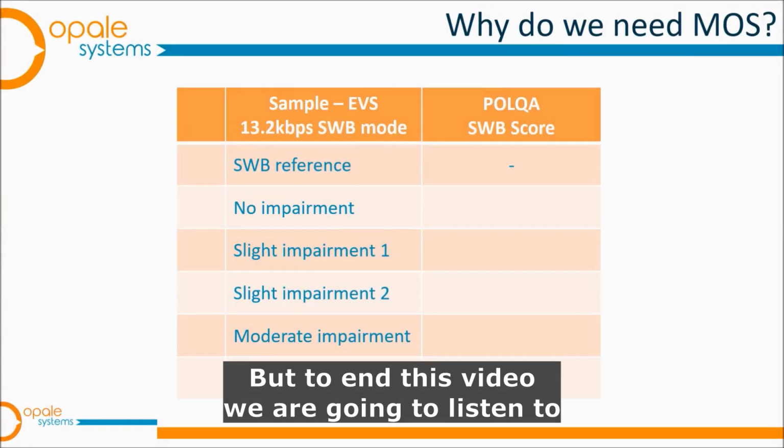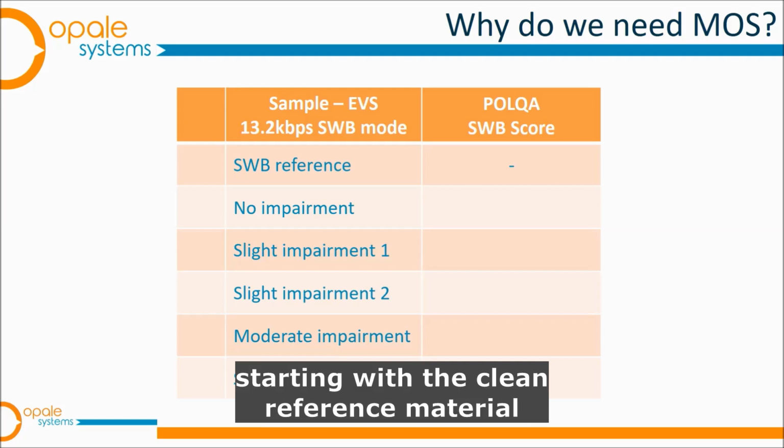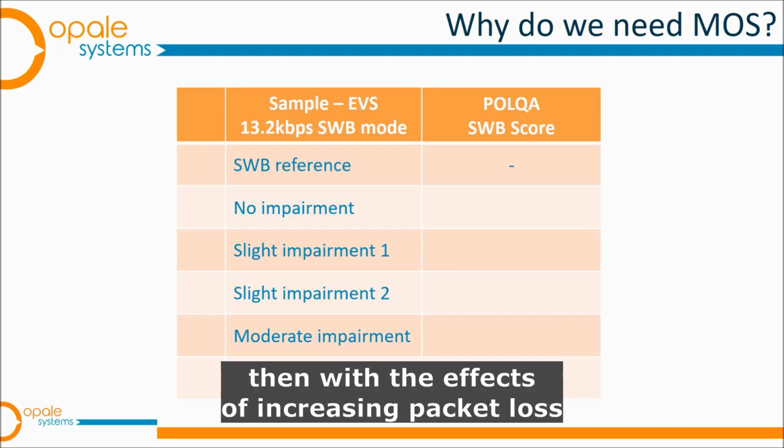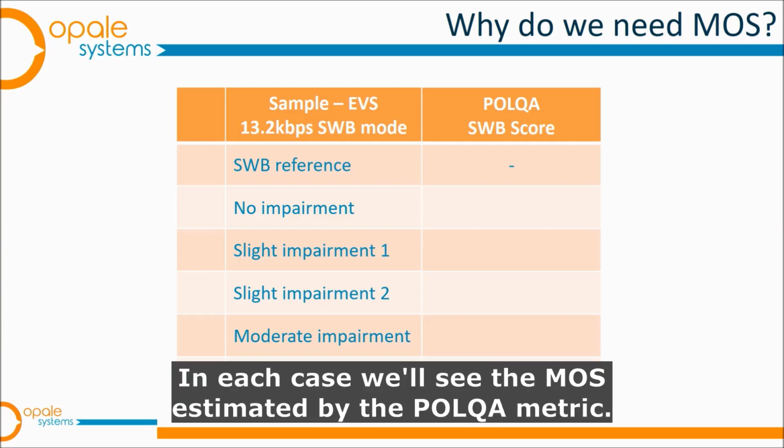But to end this video, we're going to listen to a number of sample speech recordings, starting with the clean reference material, then with the effects of increasing packet loss and jitter. In each case, we'll see the MOS estimated by the POLQA metric.